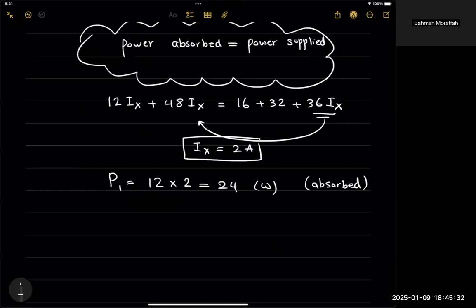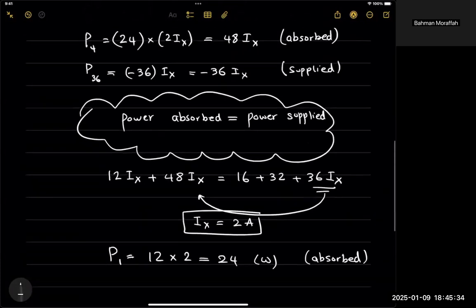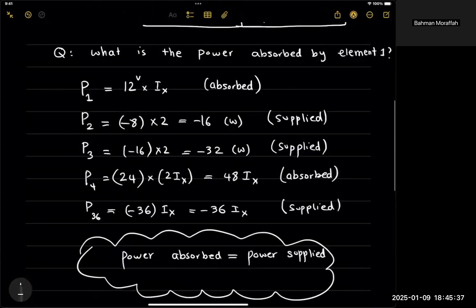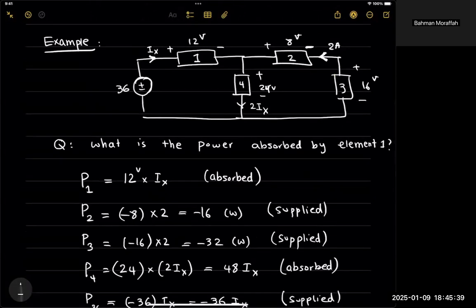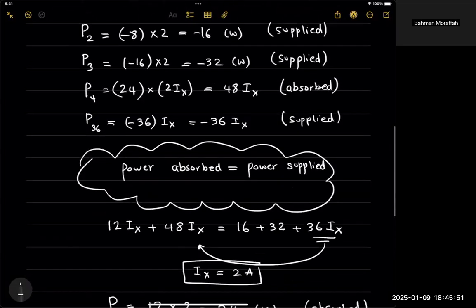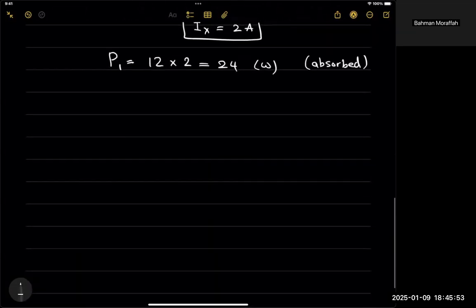One thing that we have to pay close attention to is these signs. If current is hitting the negative sign first, the element is supplying power. And if it's hitting the positive sign first, the element is absorbing power. Now that we've got that out of the way, let's talk about circuit elements.